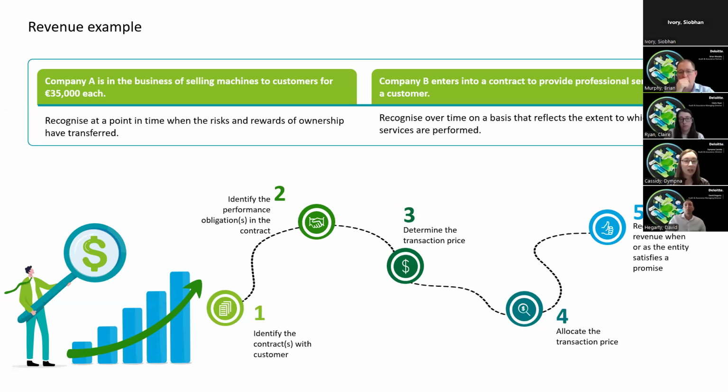Now, just to mention some of the simplifications. There are simplifications being offered as part of what's been moved into Section 23 as a result of FRED 82. One of the points I might call out is in relation to the cost of obtaining a contract. This can cause challenges for IFRS 15 reporters in identifying those amounts and accounting for them. There's an accounting policy election for reporters within Irish UK GAAP, which means you can choose to capitalise or to expense those amounts.